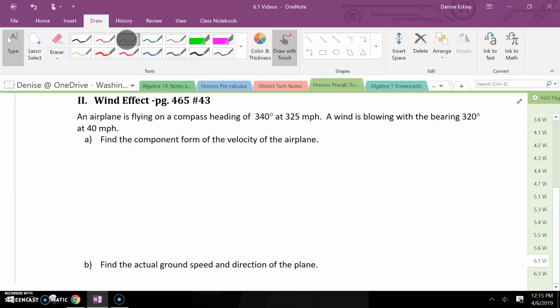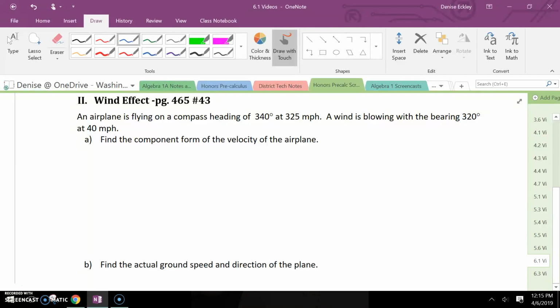Page 465, number 43. We now have an airplane flying at a heading of 340 degrees at 325 miles an hour. The difference between this one and the last one, number 41, is now we have a wind blowing with a bearing of 320 degrees at 40 miles per hour. So our ultimate goal is to find the actual ground speed and direction of the airplane.